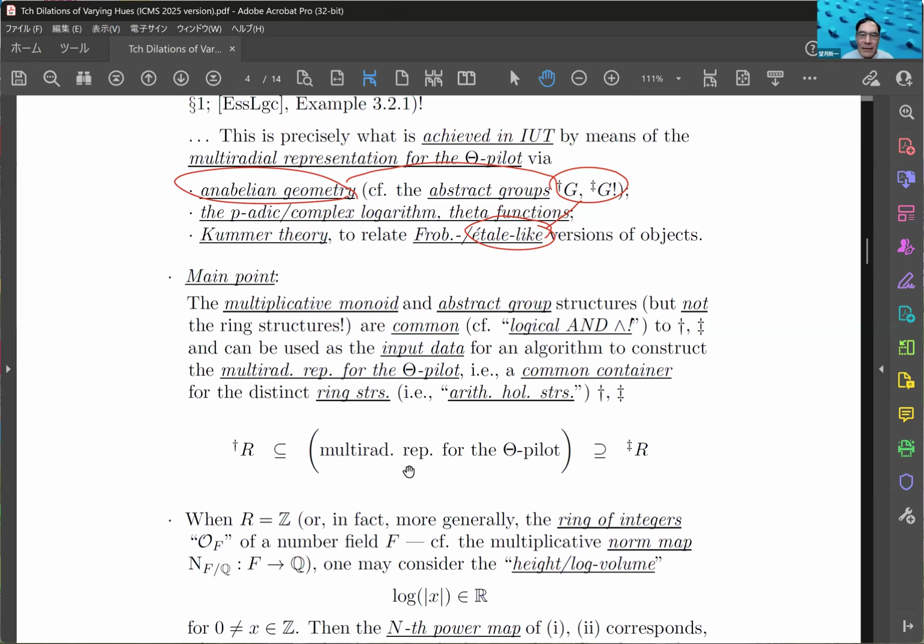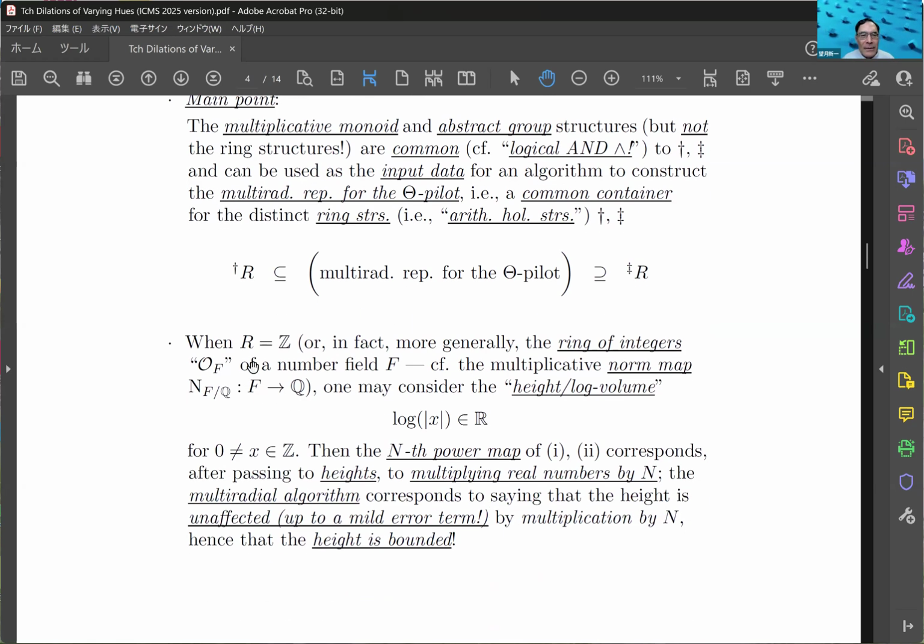So again, the point is that we get a similar kind of diagram to the diagram in section 1, in the case of complex Teichmuller theory. So we embed the ring structures from both sides into some common container. And so when R equals Z, or more generally the ring of integers of a number field, one can think in terms of the height or a log volume for some x.